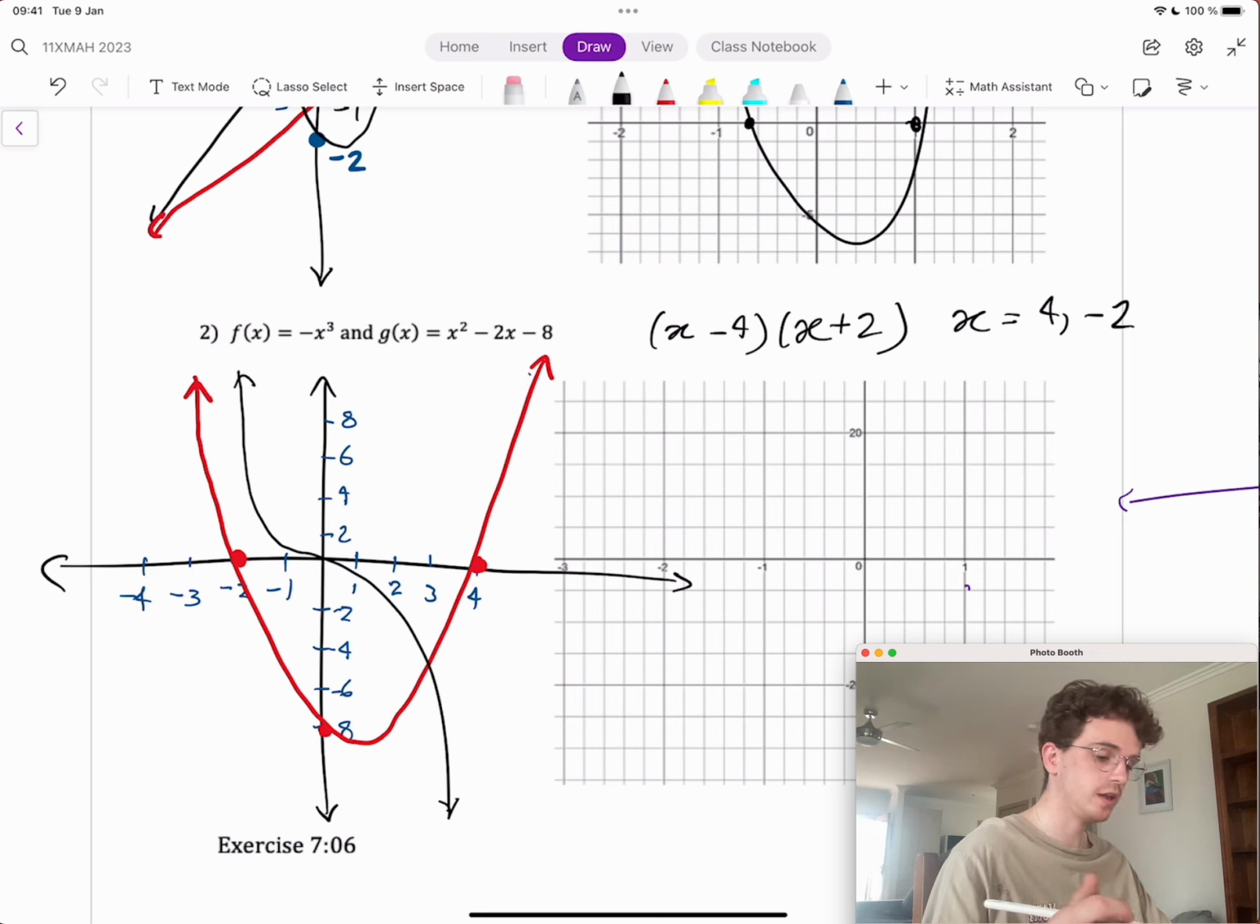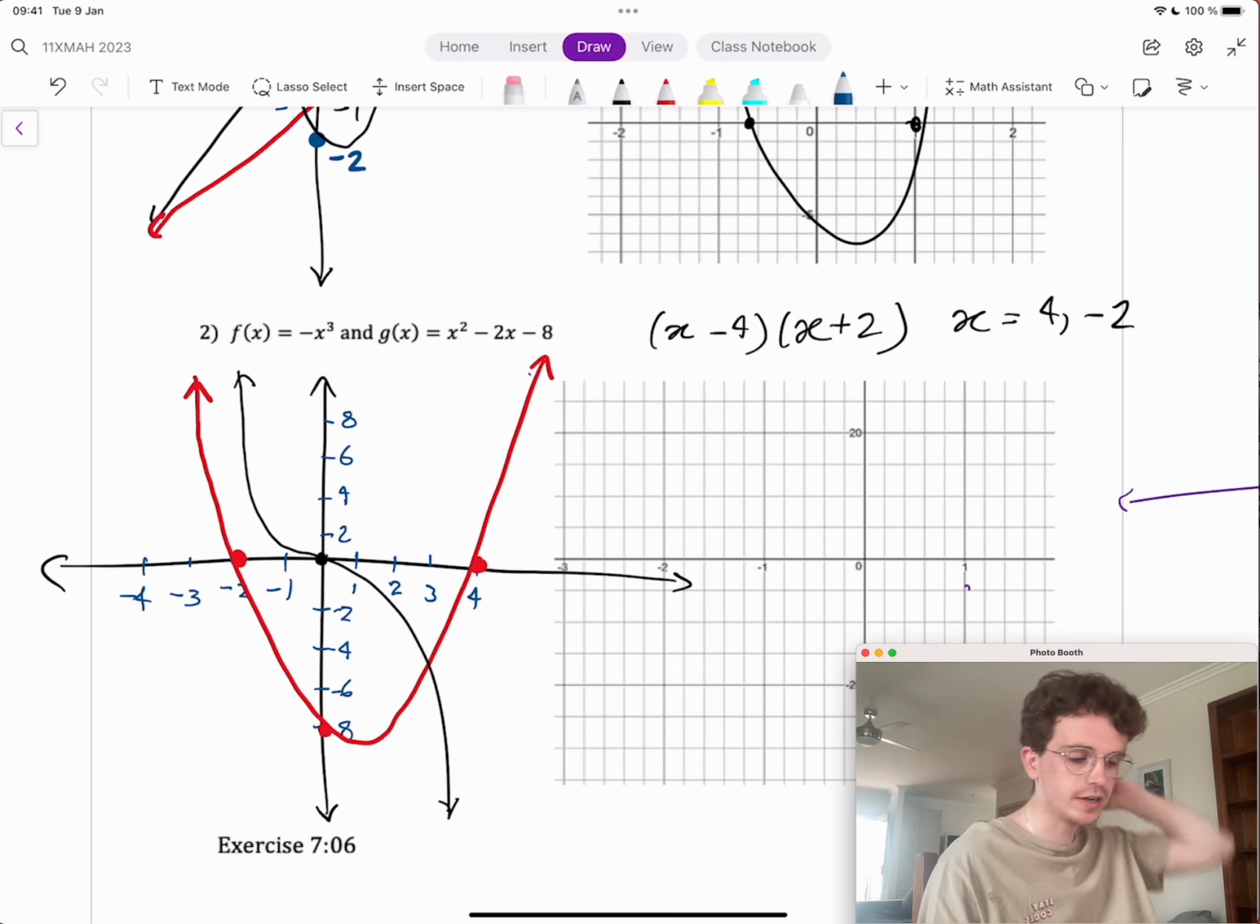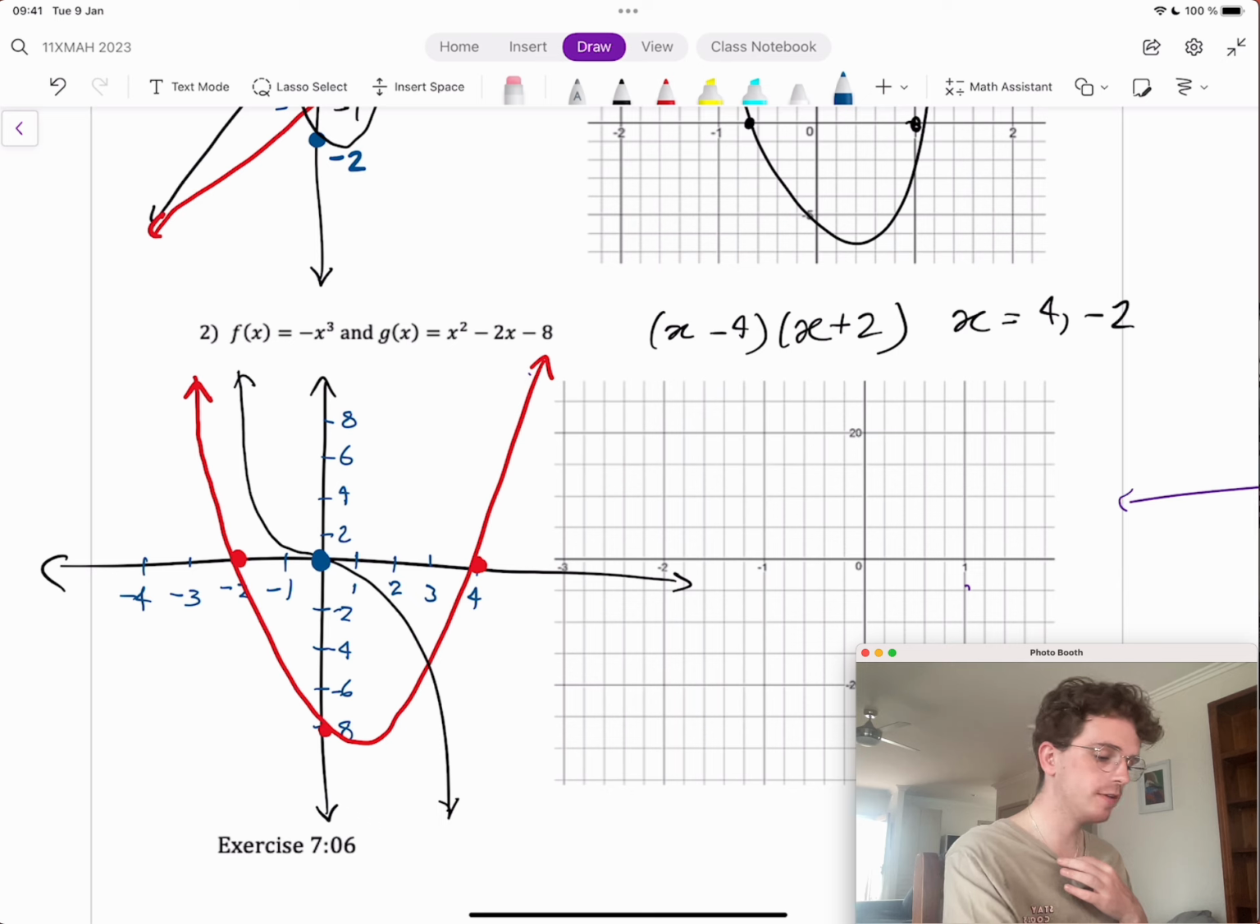-x cubed, which looks like that. Right, so again, we're just going to physically calculate the product of these two functions. So if we look upon the y-axis, 0 times -8 is still 0, so we're going to have a point here at the origin. Over here at 4, we're going to have another x-intercept. And over here at -2, we're going to have another x-intercept.